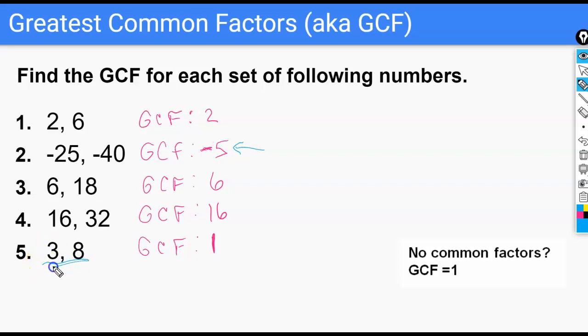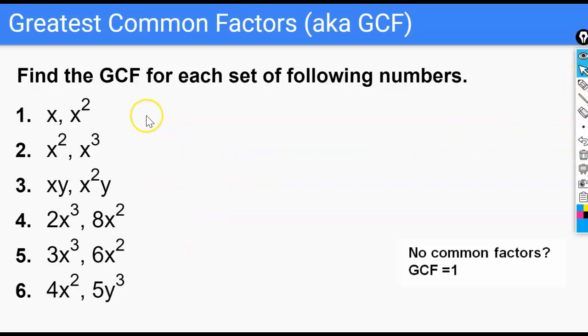Also, don't forget that if two numbers seemingly don't have a common factor, all numbers have one common factor, and that is 1. 1 will divide everything. So it is the universal common factor, and sometimes we just need to take out the common factor of 1, or like I mentioned with the negative, sometimes we need to take out a negative 1 so that we can make that leading coefficient be positive.